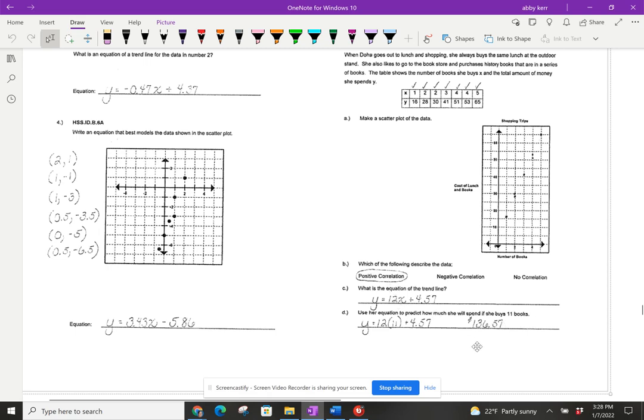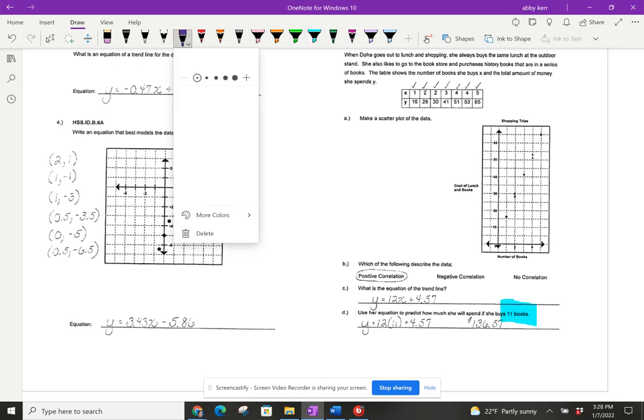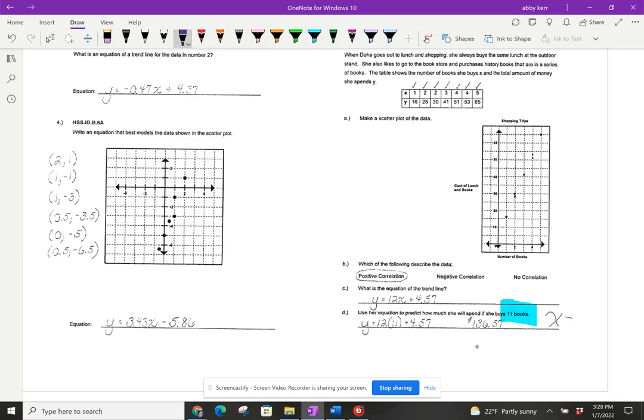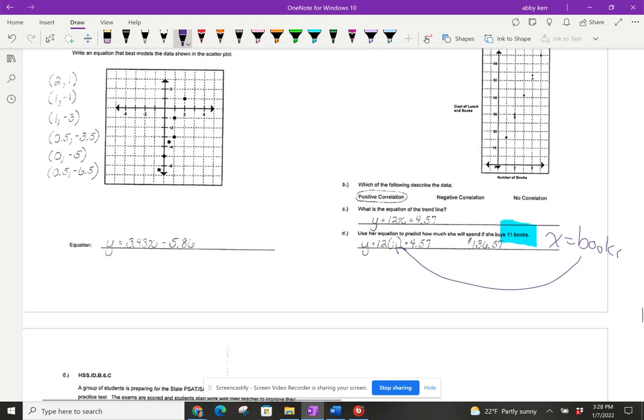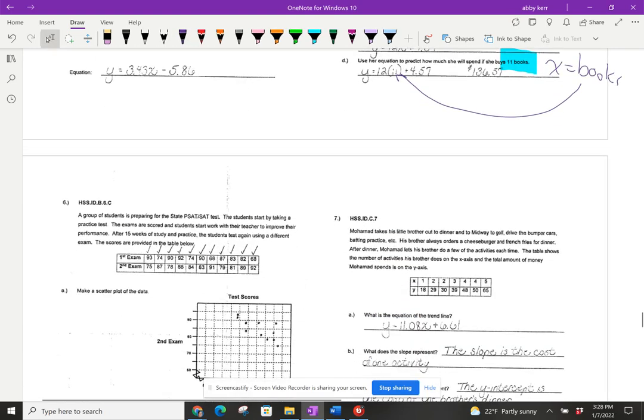Now, part D is very important because this is your X value. It says your X is books. So you're inputting your 11 and then you're evaluating. 12 times 11 plus 457 gets you the 136.57.